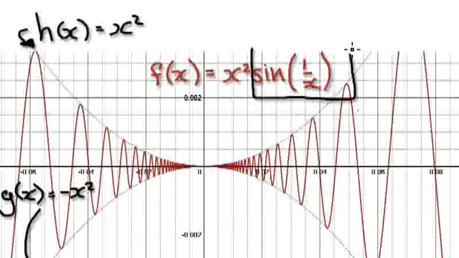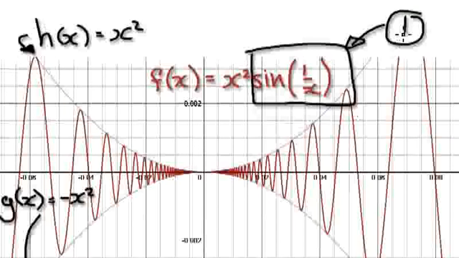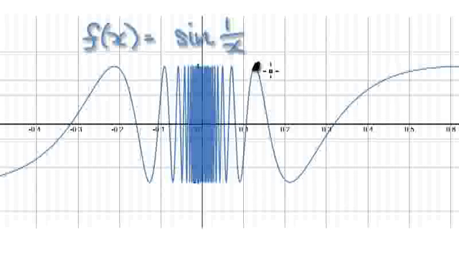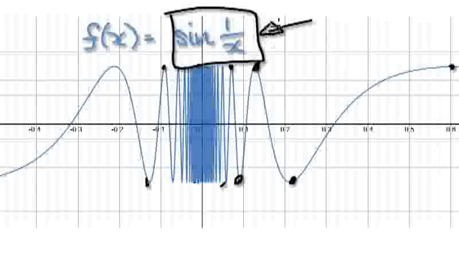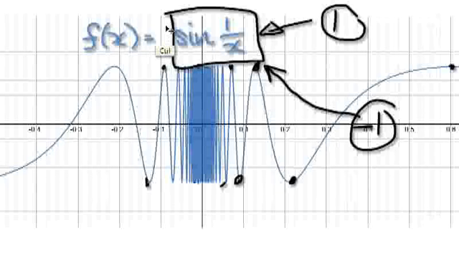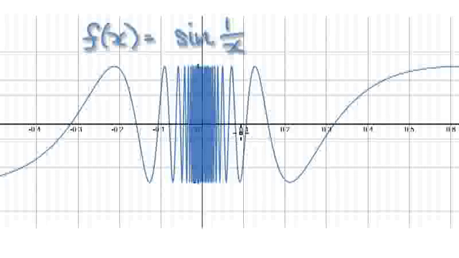Because if you look at sine of 1 over x here, the highest value that this could be is still positive 1. Because look, the highest value is positive 1, negative 1, positive 1, negative 1, positive 1, and the highest value that this thing could be is positive 1, and the lowest value that this thing could be is negative 1.